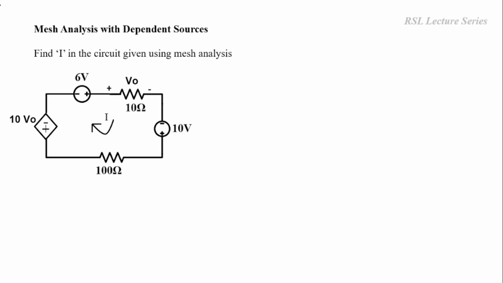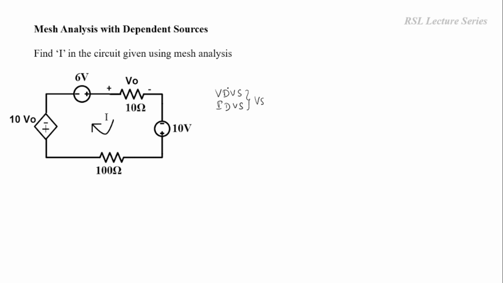Hello everyone. In this video, we'll discuss mesh analysis with dependent sources. We have four different dependent sources. One is the voltage dependent voltage source, another one is the current dependent voltage source. These two are voltage sources.